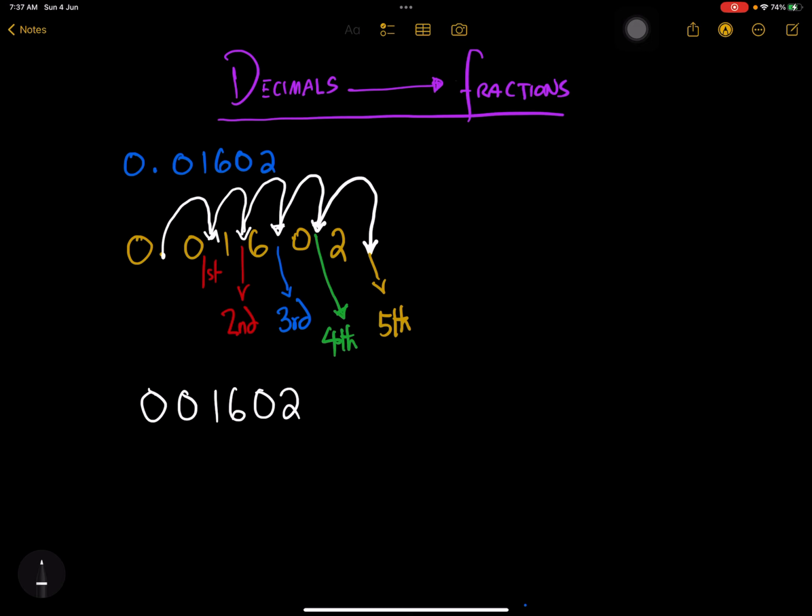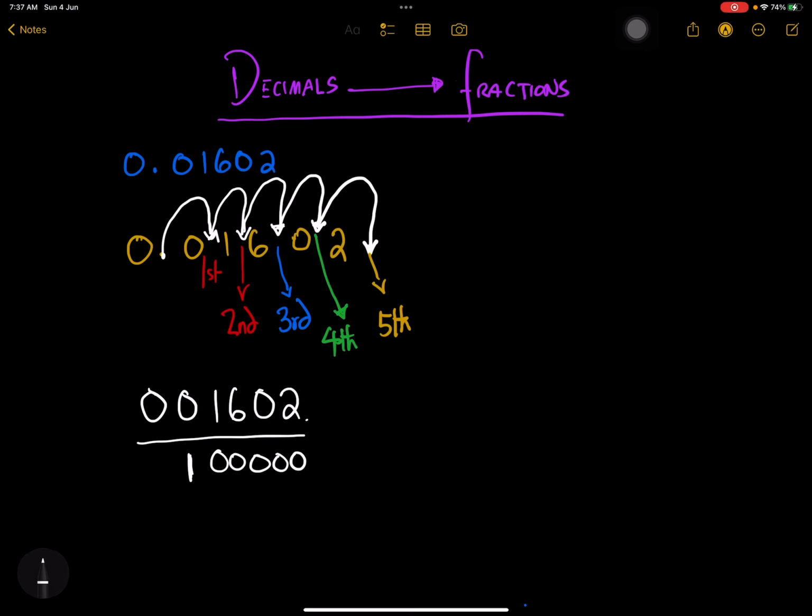So in observing this, we are going to have 0, 0, 1, 6, 0, 2, and the point is here. But remember, because we did 5 movements, we're going to divide this number by 5 zeros. We put 5 zeros in there, 3, 4, 5, and then we put a 1 in front of it.